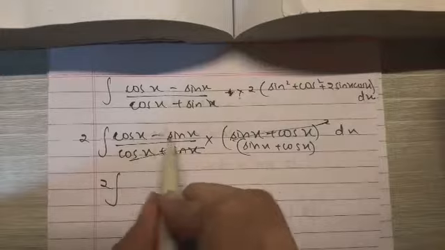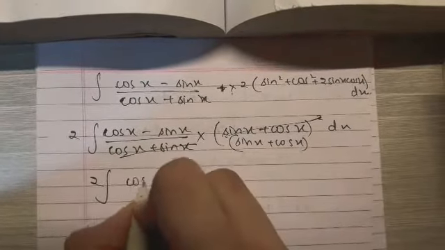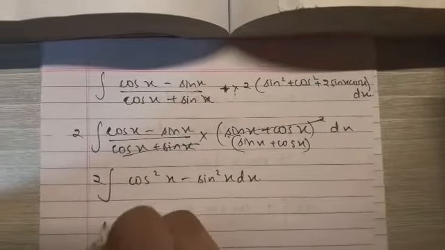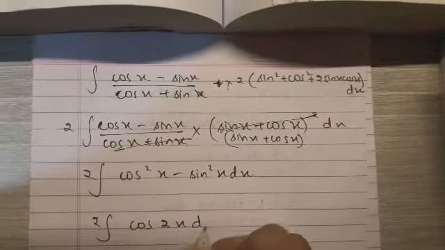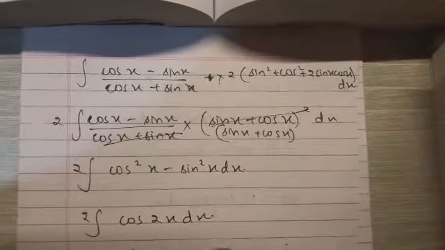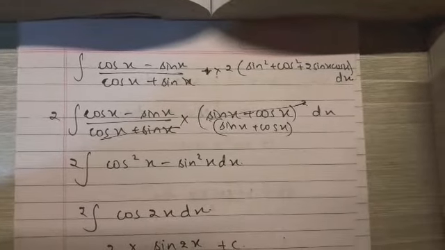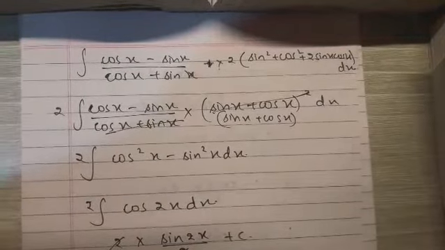So this is a minus b, a plus b, which is a square minus b square, which is cos square x minus sin square x. And we know that this is the formula for cos 2x. So we get sin 2x by 2 plus c. 2 and 2 get cut and the final answer is sin 2x plus c.